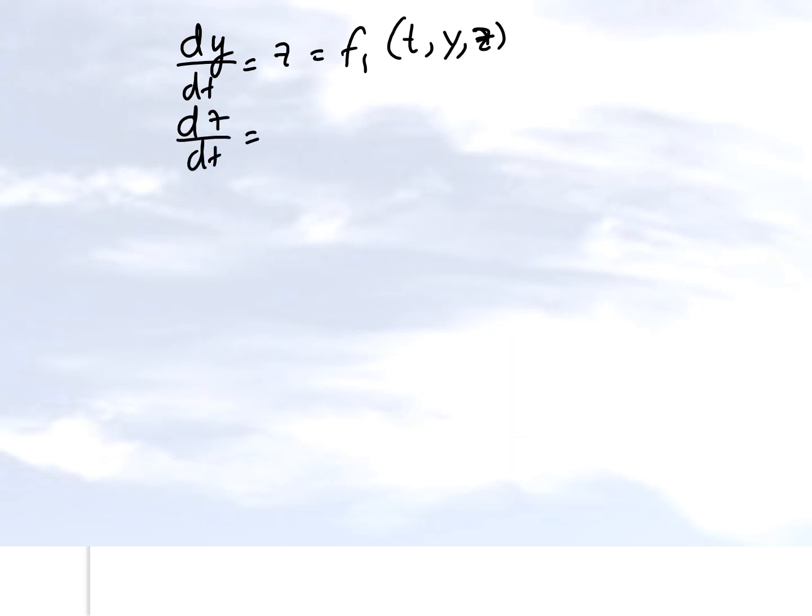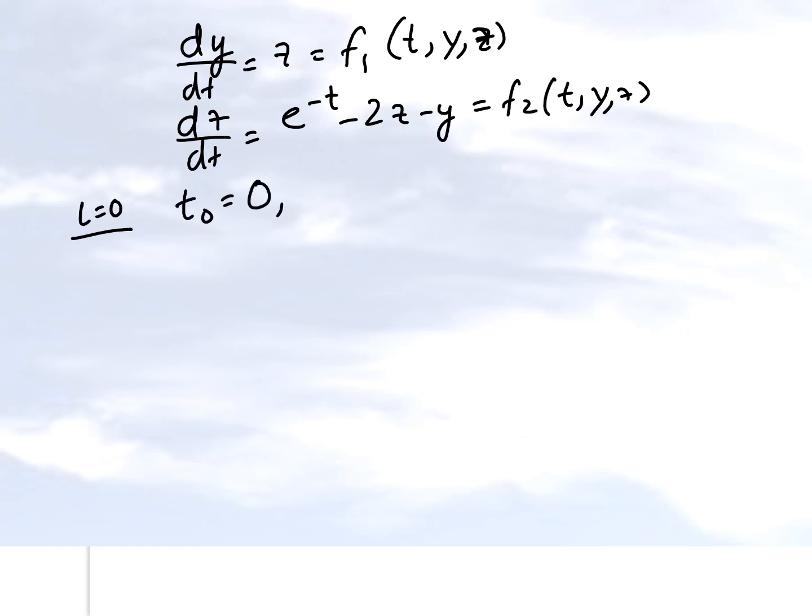So let's look at this. We have dy by dt equal to z, which is our function f1 of t comma y comma z, and then we have dz by dt equal to e to the power minus t minus 2z minus y, and that's our function f2 of t comma y comma z, and of course we have the initial conditions attached to it. So if we choose i equal to 0, that tells us t naught is equal to 0, because that's what the initial condition is, our y naught is equal to 1, and our z naught is equal to 2, because those are the initial conditions.